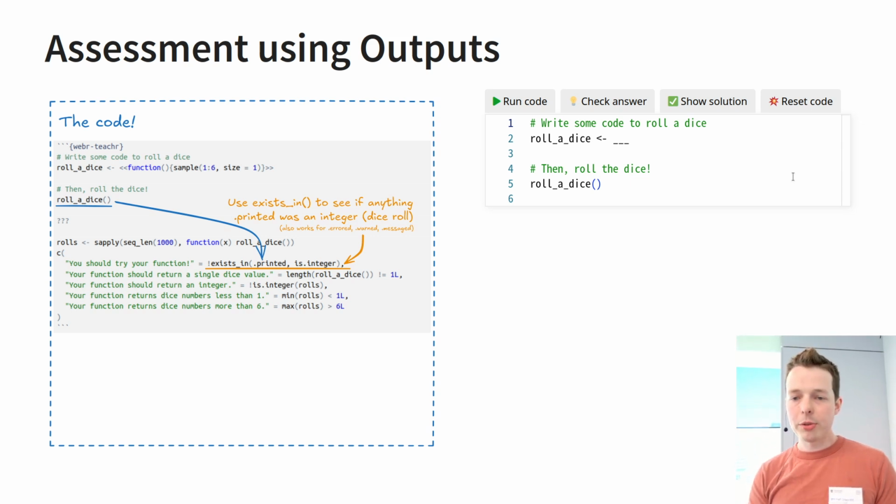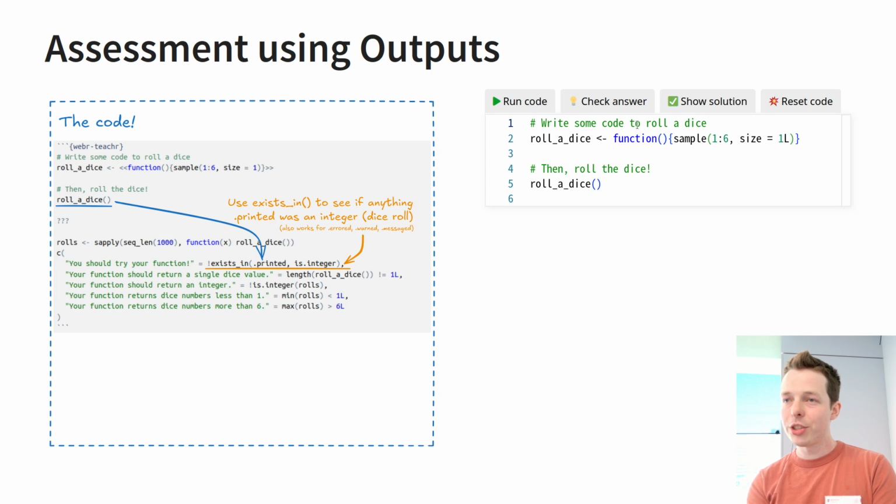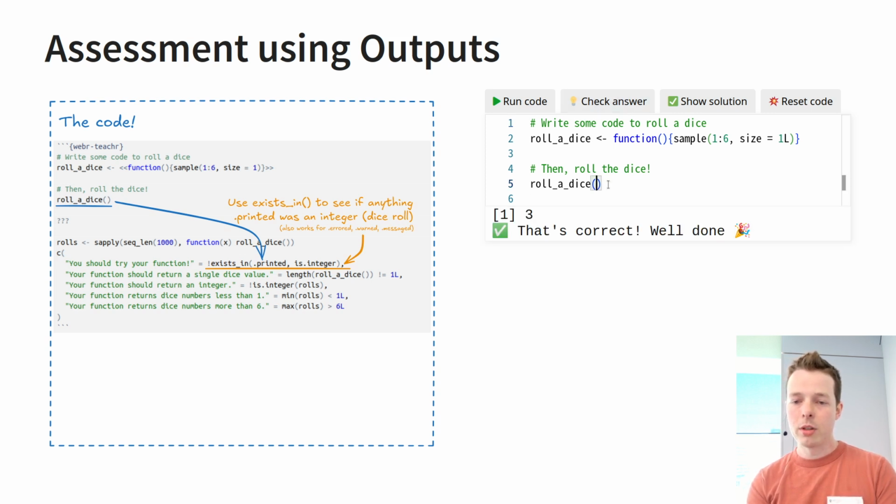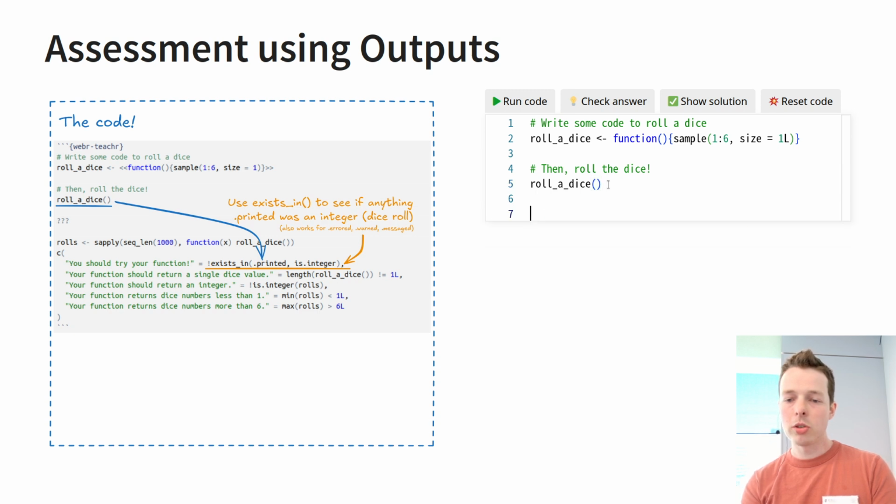Okay, so there's a few examples here, and it's running in the browser in my slides as well. So here I can put the solution. I can check my answer, and it rolled the dice of 3. I can roll the dice multiple times here.